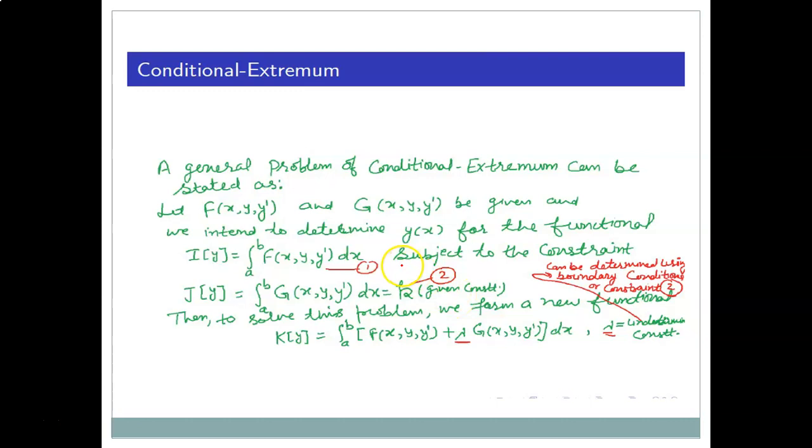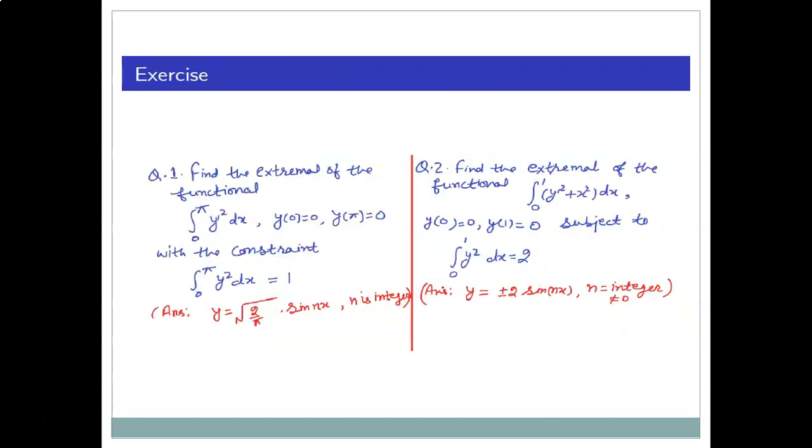Then to solve this type of problem, we form a new functional in this way, K of y equal to integral from a to b of this one plus lambda times this one, where lambda is an undetermined constant that can be determined using the boundary condition and the constraint. So this is the general problem of conditional extrema. We can solve certain problems in the same manner as done in the isoperimetric problem. This is the functional, this is the constraint, these are the boundary conditions, and you can get the solution.